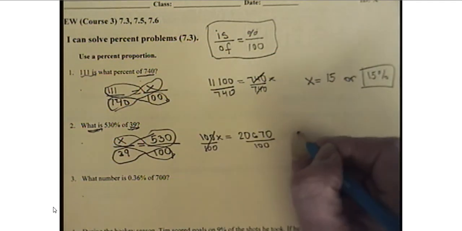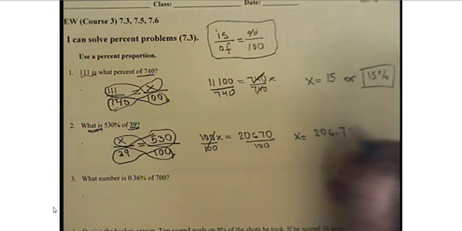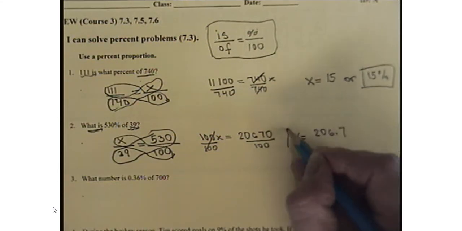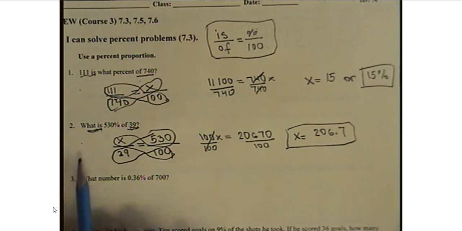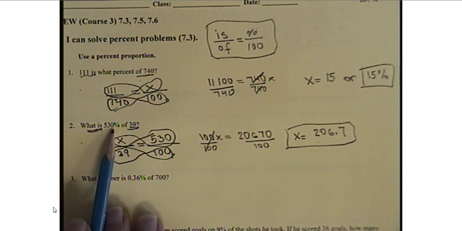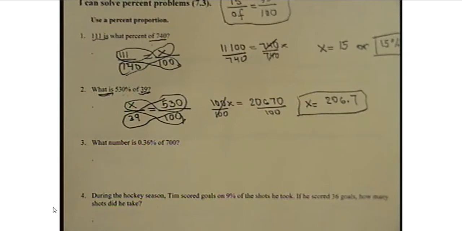This one cancels, so x is 206.7, the final answer here. Or in other words, if you want to read it, it's going to be 206.7 is 530% of 39. Next example, number 3.